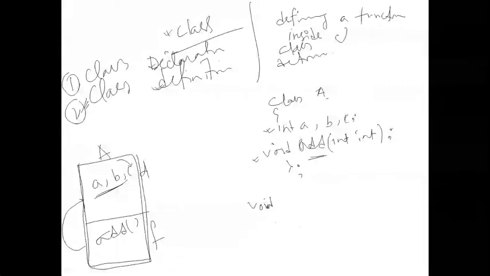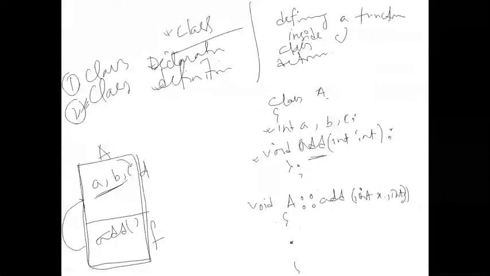When we define it outside, it will look like this: void, then the name of the class A, and this is another operator called the scope resolution operator, and then the name of the function add, then the arguments: int x, int y, the temporary, local or formal variables. In this case we want to do c equal to x plus y. Here this c is actually the data member c, equal to x plus y. This is called the definition of the function.